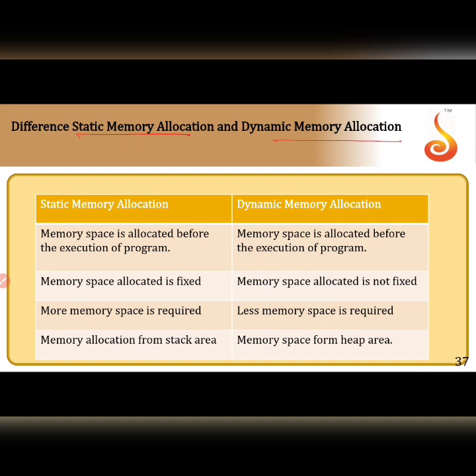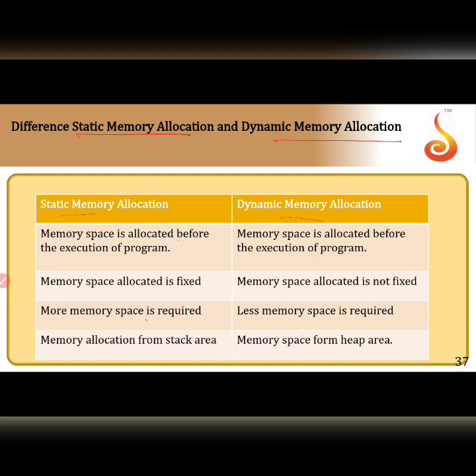Whenever they ask you a difference, you need to put a line in between and then compare the same point and say how it is different. Don't write it as a short note, because even if it is perfectly correct, you won't get even 1 mark for it. A difference has to be written this way only. That is the difference between static memory allocation and dynamic memory allocation.